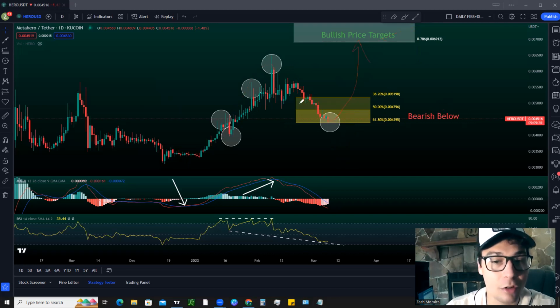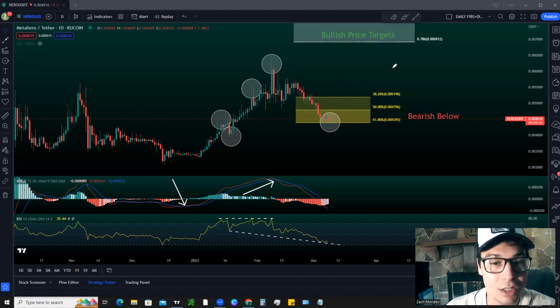Now, we need to be mindful of any dead cat bounces that would look something like this, where we come here, we bounce, and we just consolidate in this region, ultimately to break back down below. You definitely need to be mindful of that. But ultimately, we're going to be bullish above 0.004395 to see if we can continue the uptrend.